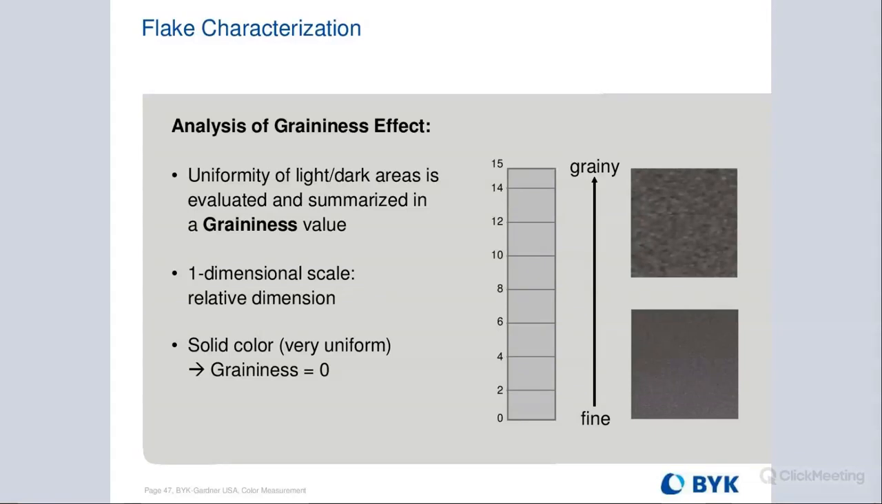And then graininess is one-dimensional. So 0 technically would be a solid, but there are some pigments on the market now, even though they're a solid color, where you do see some graininess on those panels. So just be aware of that. Also, if you have excessive amounts of dirt or something in your solid panel, that will also show up under this graininess number. It goes from 0 to 15, and again, it's one-dimensional.